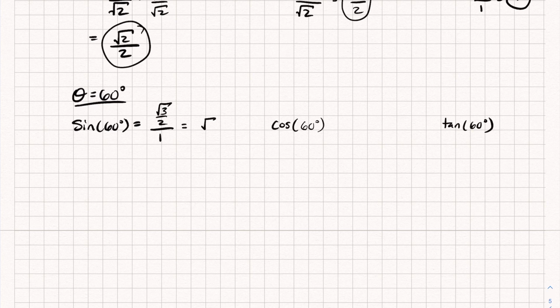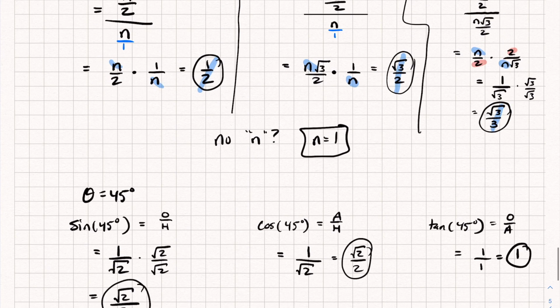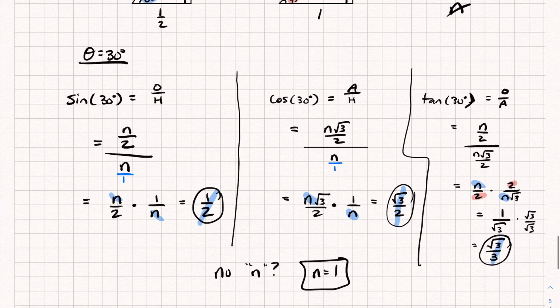Cosine of 60 is adjacent over hypotenuse, which is 1/2 divided by 1. Again, dividing by 1, the answer is just 1/2. So by simplifying n to 1, it actually makes our 30, 60, 90 triangles much easier to deal with. If n is 1, if you go back to our work here, this denominator is 1. This denominator is 1. We don't have to keep, change, flip every single time.